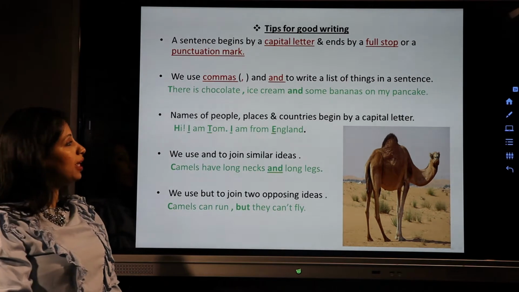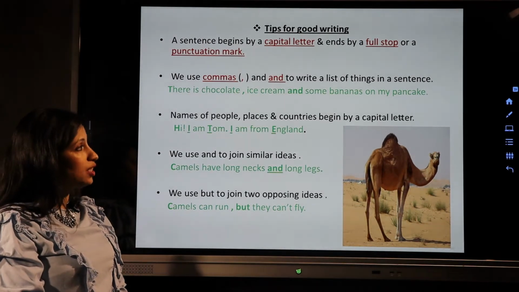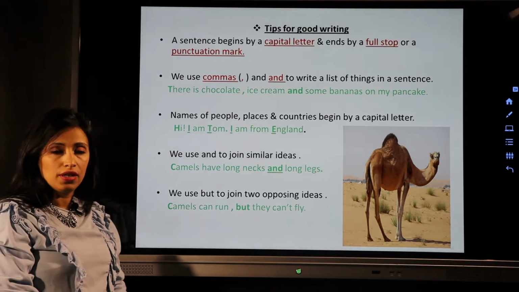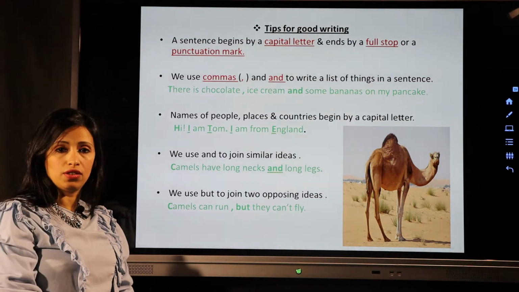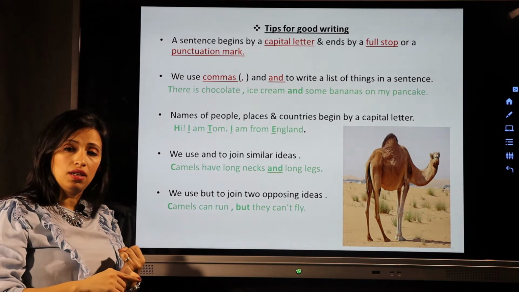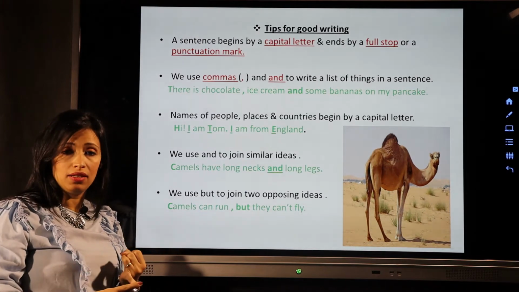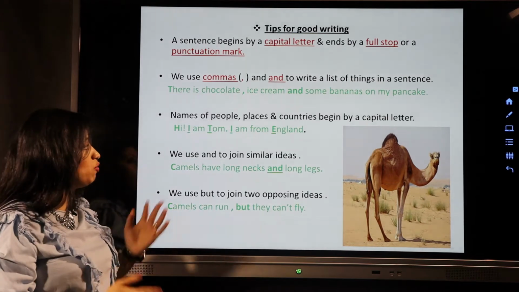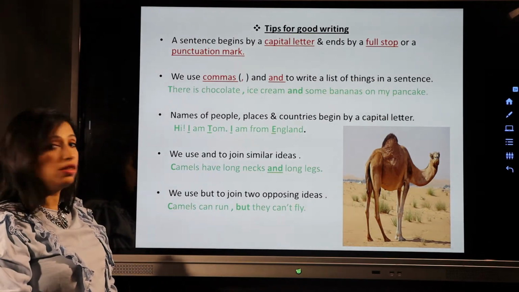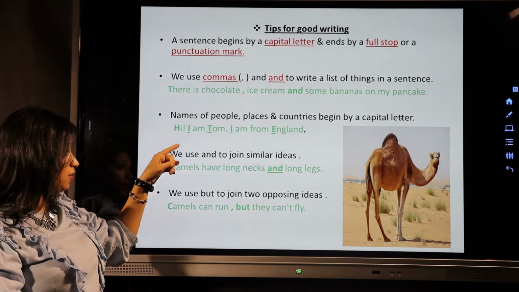Names of people and places and countries begin with a capital letter. So any name should start with a capital letter. A name of your friend, a name of a country, a name of your pet. Any name should be written with a capital letter.